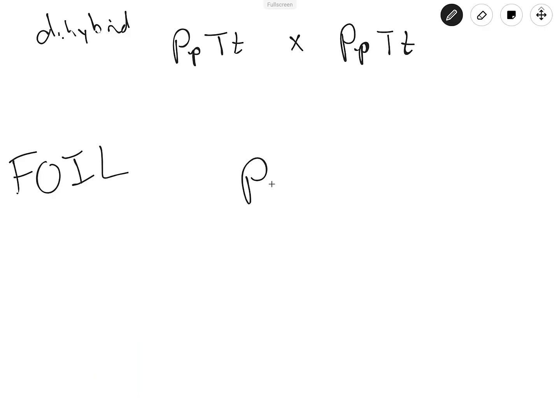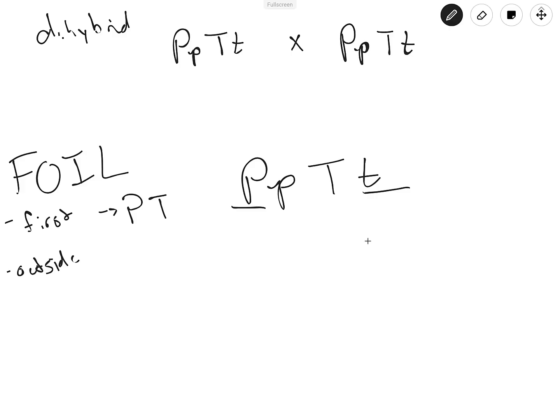So I'm just going to draw this here, big P, T, little t. F stands for first. So that is going to be the first of each character. So the first is going to be big P and big T. So big P, big T. O stands for outside. So those are the two on the outside. So the outside is going to be big P and little t. So that's going to be big P, little t. And each of these is a gamete. Like those might be an egg.